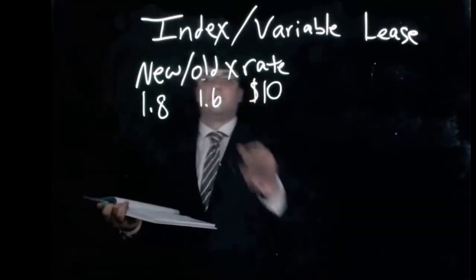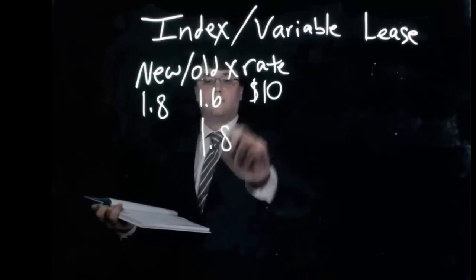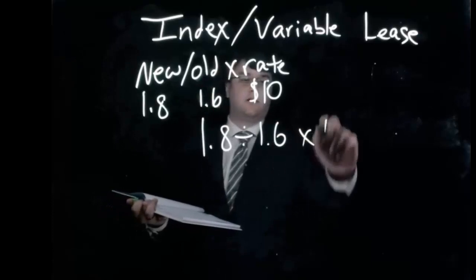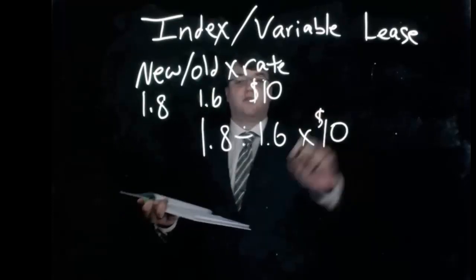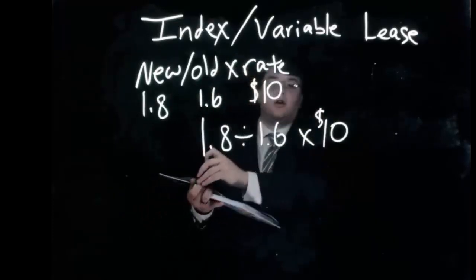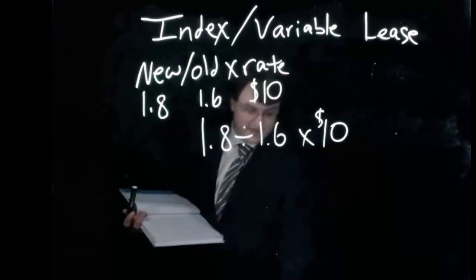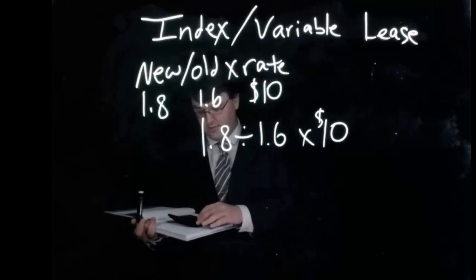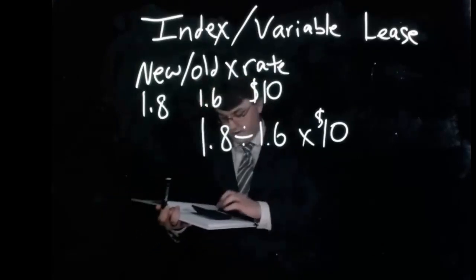So it's quite simple. We just take new by old times rate. You can plug it into your calculator as 1.8 divided by 1.6 times 10, or you could simply do it one step at a time, whichever you feel more comfortable with.